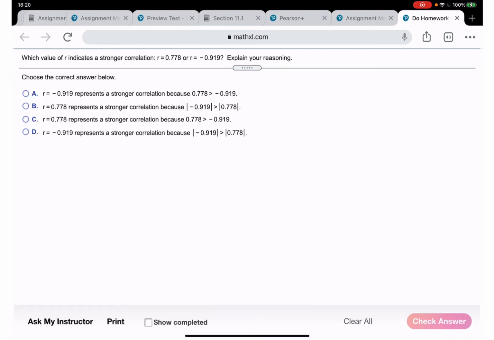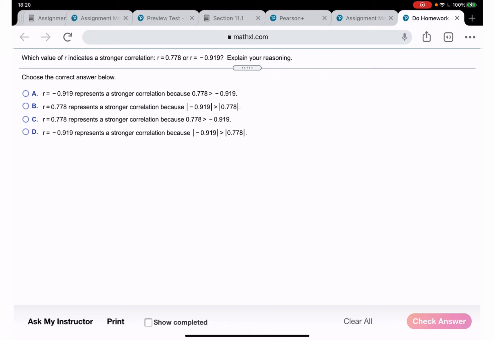Which value of r indicates a stronger correlation, 0.778, or r is negative 0.919? By absolute value, 0.919 is stronger. But because it doesn't say positive or negative, it just says correlation, then I would choose r equals negative 0.919 because it's stronger, closer to -1.